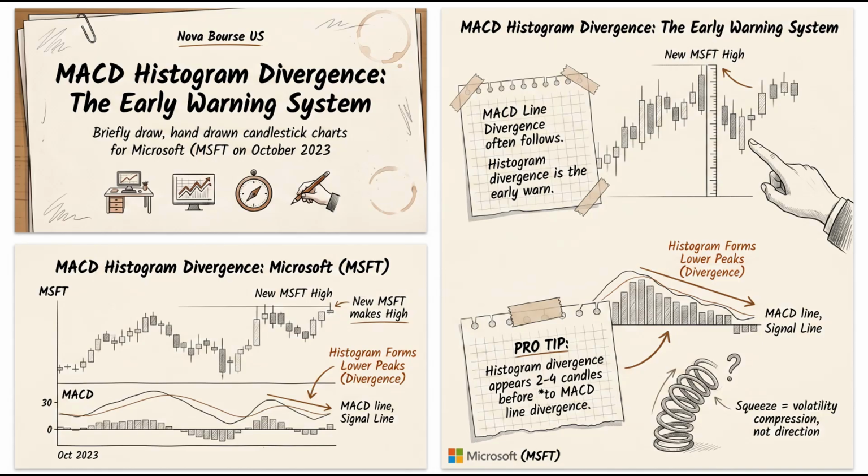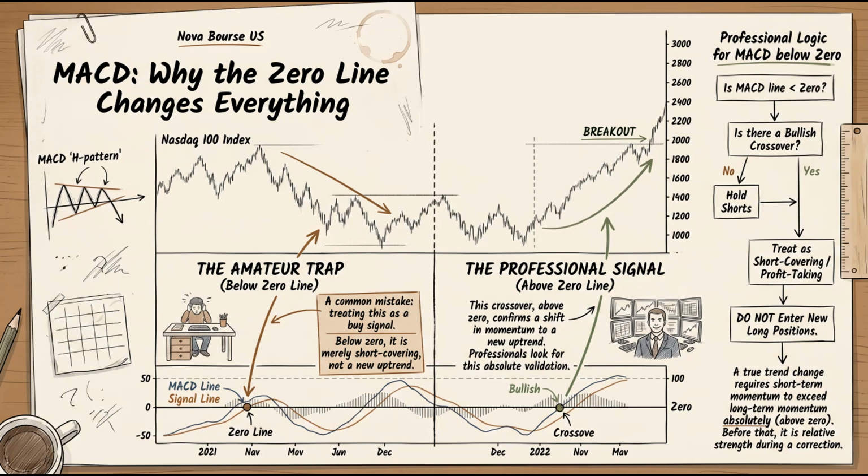Most traders only watch for MACD line crossovers, but professionals focus on histogram divergence. This is the difference between the MACD line and its signal line. This divergence often appears 2 to 4 candles before the MACD line itself diverges from the price, giving you a crucial head start. When the price makes a new high but the histogram forms lower peaks, it tells you that buying momentum is decelerating, even if the main MACD line has not yet confirmed the shift. It is a common mistake to think a bullish MACD crossover below the zero line is a buy signal.